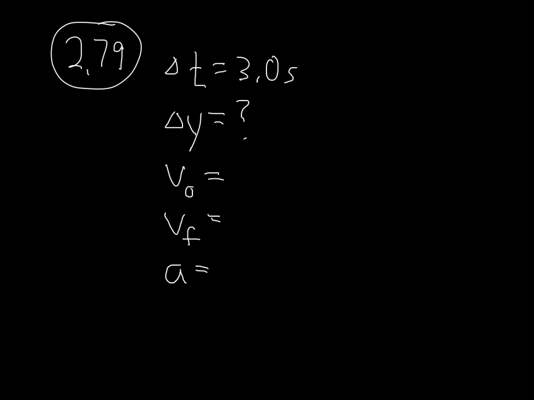V0, the initial velocity. How fast is it initially going? How do we know it's 0? Because he just drops it. Okay. V initial equals 0.0. What are the units on that? Meters per second. What's the final velocity?